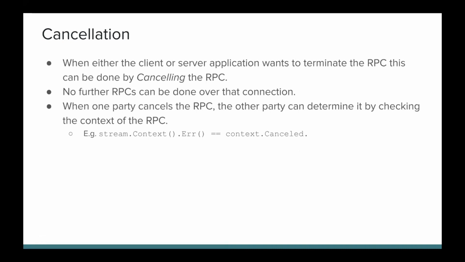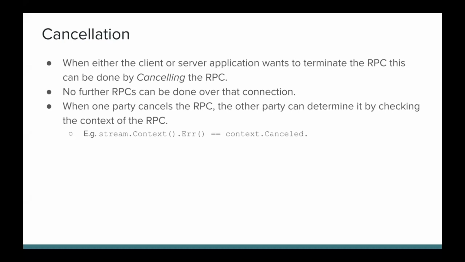So cancellation is a method to propagate that signal to the other party, whether it is the server or the client. Once a particular RPC is cancelled, no further RPC can be done over that connection. The other party can determine it by just checking the status of the connection. If it is cancelled, that party has to gracefully handle the scenario.